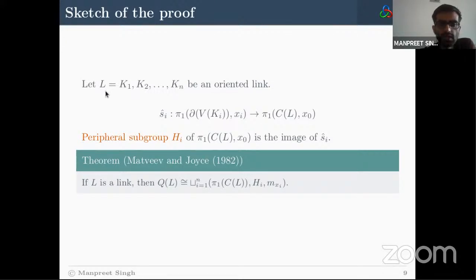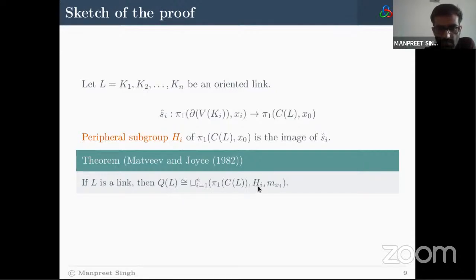Let L be an oriented link with n components, and let ι_i hat be the map induced on the level of fundamental groups via the inclusion of boundary components in the link exterior. We denote the images of these maps by H_i, which are known as peripheral subgroups. These are abelian groups, because the domain is a direct sum of two copies of integers. It was proved by Joyce and Matveev that the link quandle has this representation. We will exploit this representation to prove that link quandles are relatively finite.